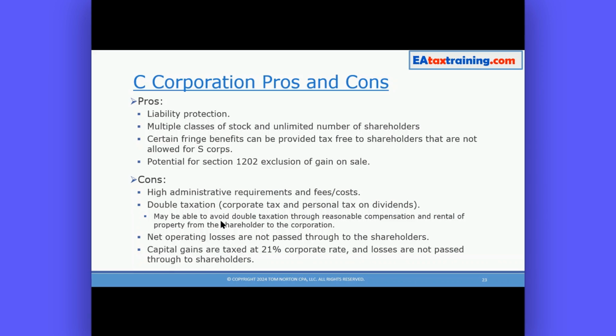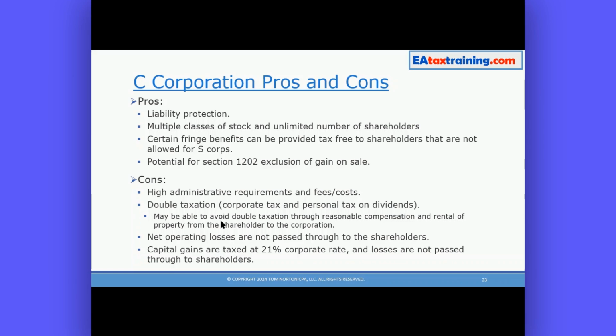Another disadvantage is that if the corporation has a loss, those losses are not passed through to the shareholders to offset their other income, like it would, remember, when we talked about a partnership, and like it also would when we talk about an S corporation.